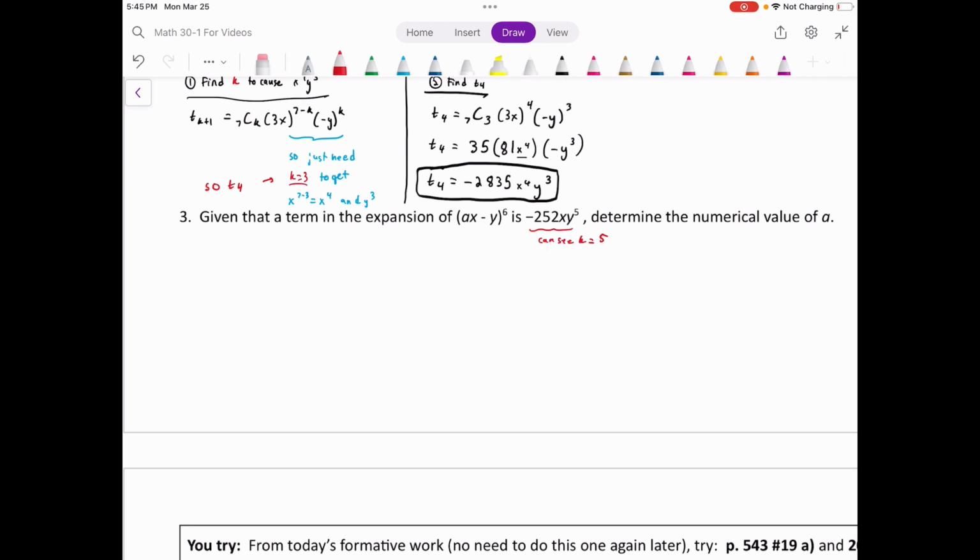So what do we know? We know then that T6 is negative 252 xy to the fifth. Okay, so with that in mind here, let's just see what we can say. We know that T6 will be n choose k. We can see that our n is 6. So 6 choose, and we can work out that our k is 5. 6 choose 5 times our x. Now what's our x? It's ax.